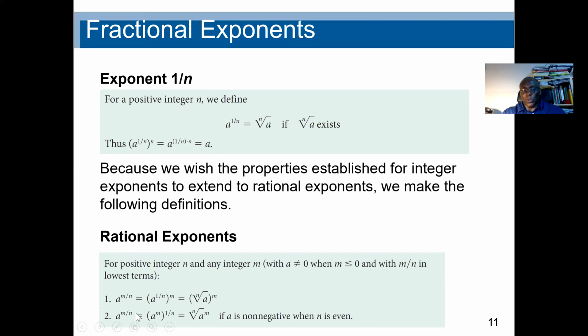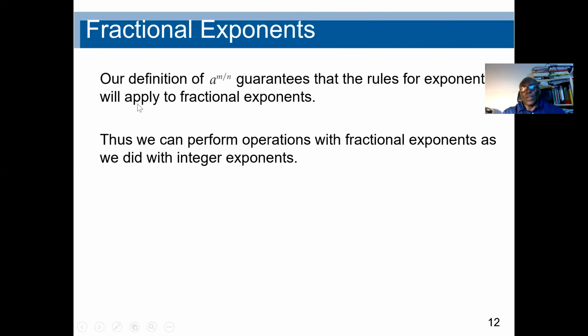So a rational exponent will always be more or less a fraction. So if I say a raised to the power m by n, it is the same as saying a to the power 1 over n times m. So it will be the nth root of a, to the power m. So our definition of a raised to the power m by n, or m divided by n, guarantees that the rules of exponent will apply to the fractional exponent. So this is the same as writing m times 1 over n.